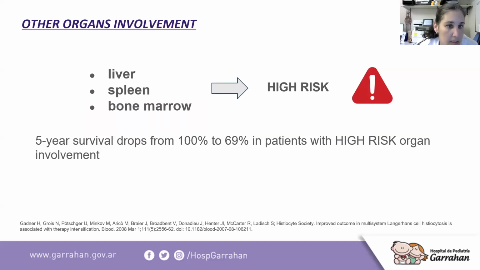So liver involvement together with spleen involvement and bone marrow is associated with high risk. And this is because the survival actually drops. Without the involvement of these organs, survival in 5 years could go to 100%, but if we include these organs, the survival can drop to 70%. And this revision was made more or less 20 years ago. So nowadays, the survival percentage could be a little different. The 70% could actually be a little higher.